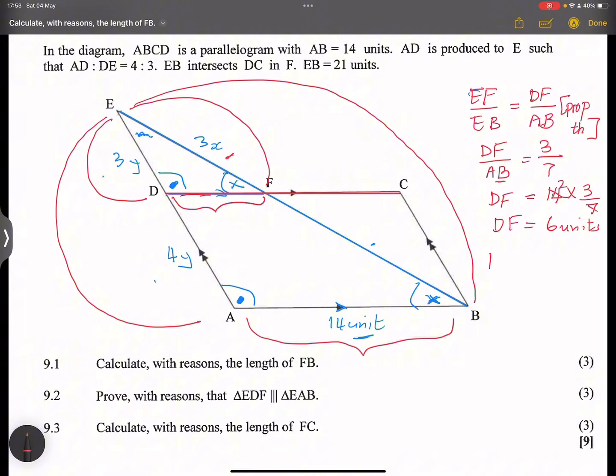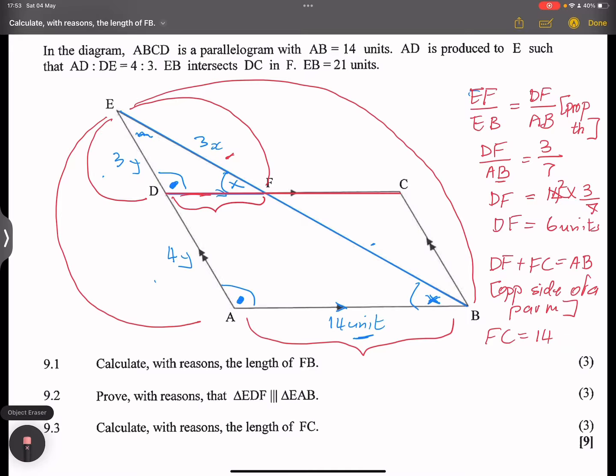So FC, or rather let me say DF plus FC is equal to AB, right? These are opposite sides of a parallelogram, right? So in this case, because I'm looking for FC, AB was 14, right? And in this case, that's 14 minus the 6 that I've calculated.